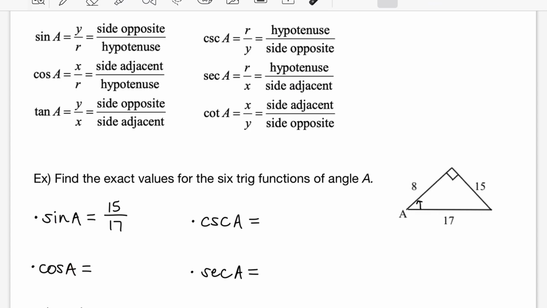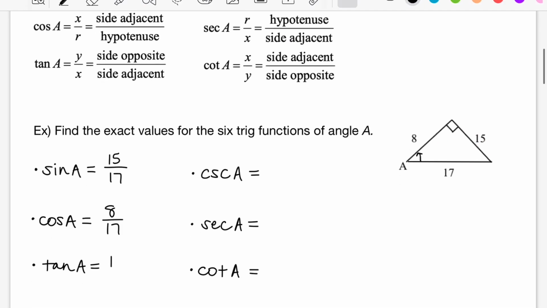Similarly, cosine is going to be our adjacent over our hypotenuse. The adjacent side of this angle A here is given by 8. It's the side right next to it. And we know our hypotenuse is 17. Now for tangent, this is going to be the opposite over our adjacent side. Again, our opposite side is 15 and our adjacent side is 8.